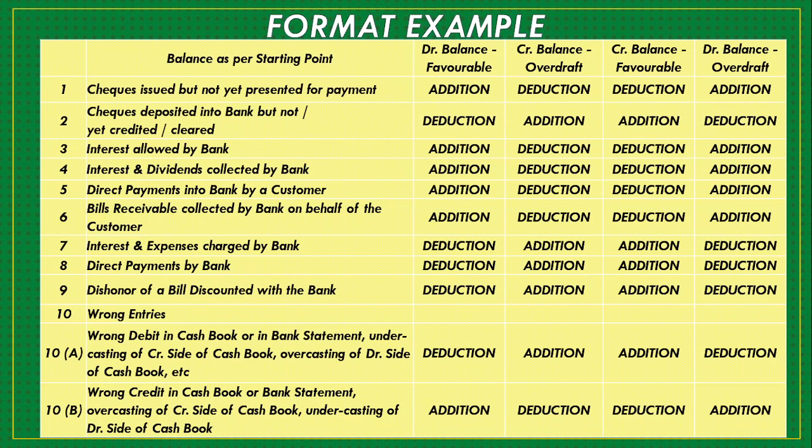Point B, wrong credit in the cash book or bank statement, overcasting of credit side of cash book, undercasting of debit side of cash book. If your starting point is debit balance favorable, it will be addition. If your starting point is credit balance overdraft, it will be deduction. If your starting point is credit balance favorable, it will be deduction. If your starting point is debit balance overdraft, it will be addition.